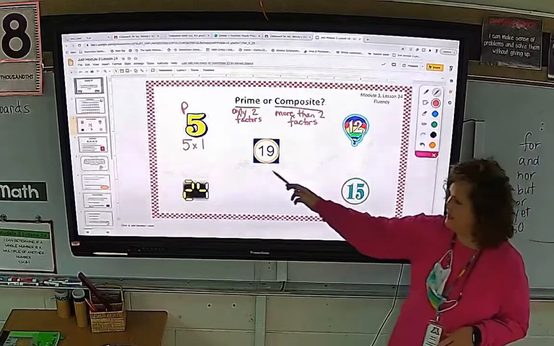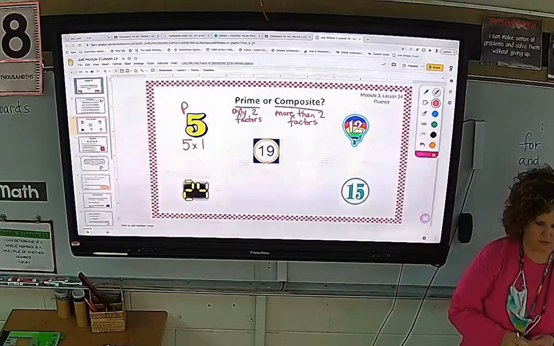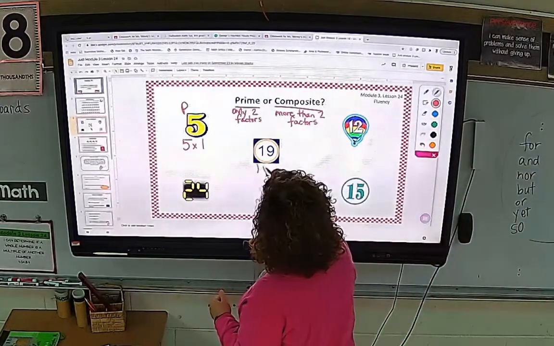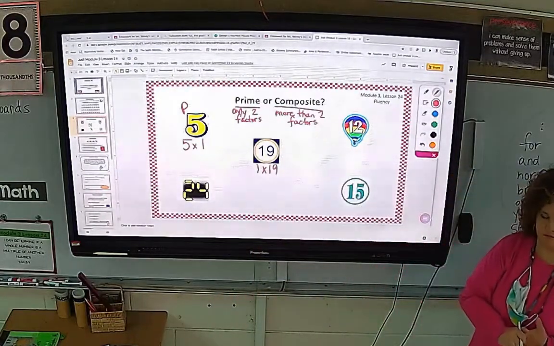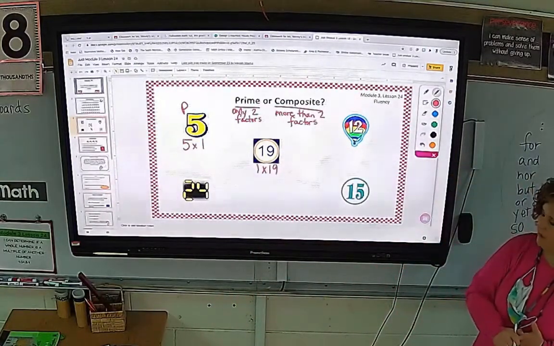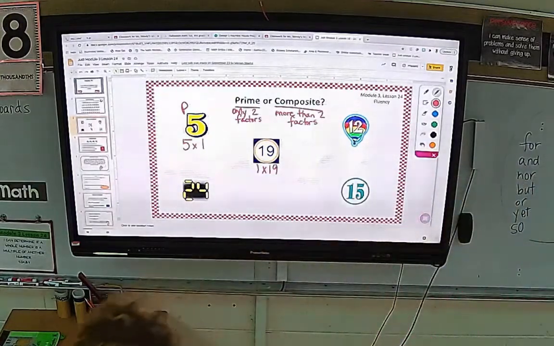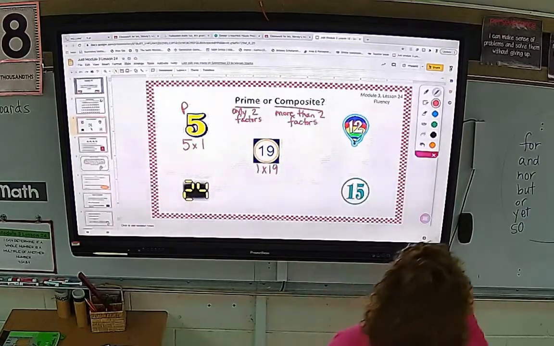Okay. What about 19? Let's think of 19's factors. 1 times 19. Can we think of any others? And we could do our rainbow arcs. 2 times 9. 2 times 9 is actually 18. And think about what you just told me.